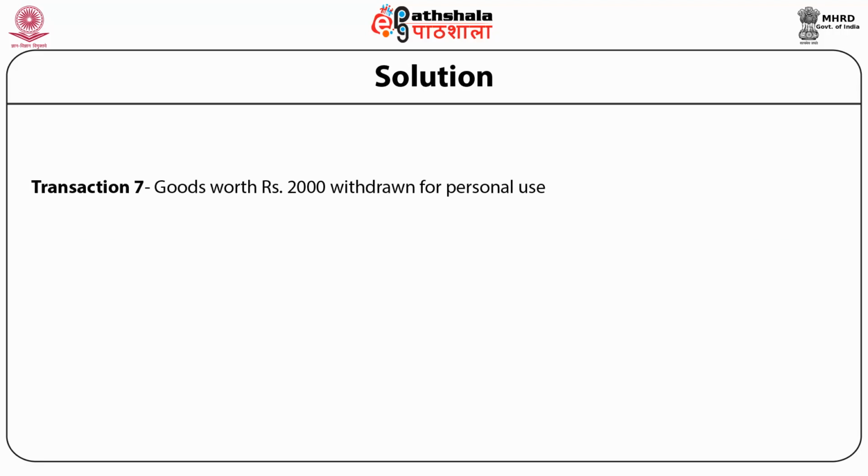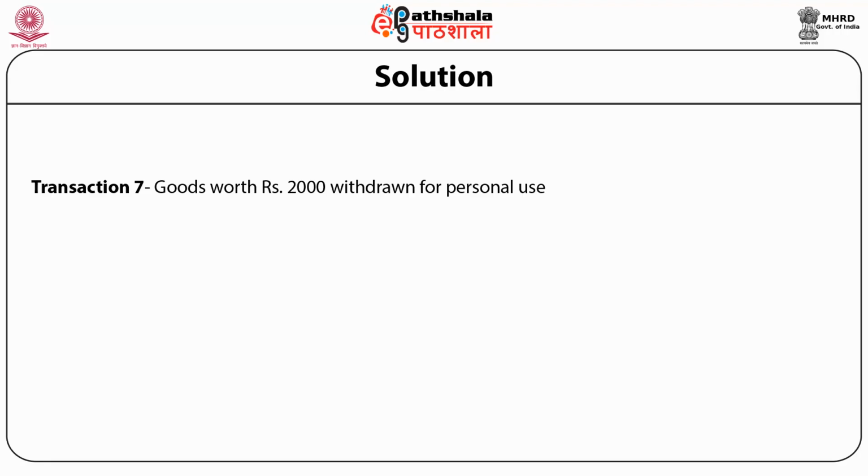In transaction 7, it is goods worth rupees 2,000 withdrawn for personal use. The goods or cash withdrawal by the owner for his personal use is termed as a drawing. Hence, in the transaction, the two accounts are goods and the drawings. Since the goods are withdrawn, the goods is one account, another being withdrawn by the owner, so it is called the drawing. Investment by the owner is termed as capital, and the withdrawal by owner for the personal use is termed as a drawing. So two accounts are, one is goods, another is drawings.